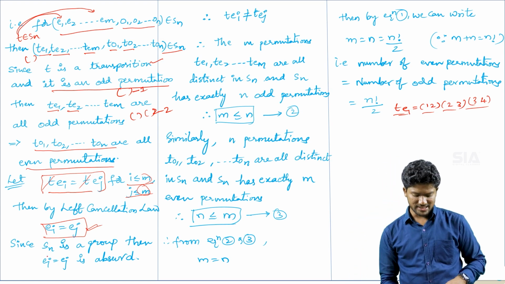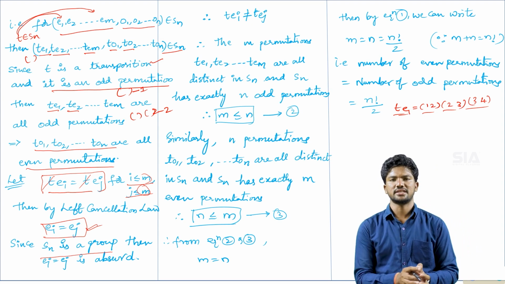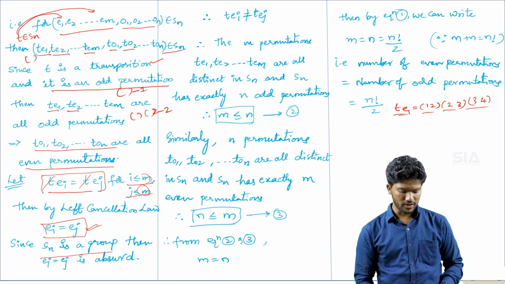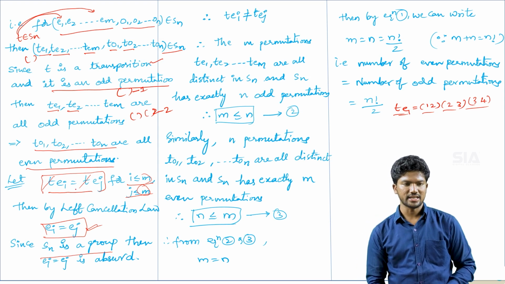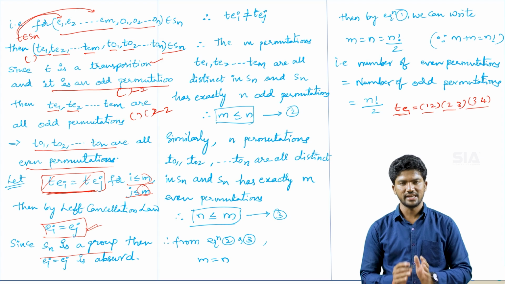Therefore, since S suffix n is a group, e suffix i equal to e suffix j is absurd. Absurd means it is a contradiction or meaningless. So definitely the condition we have taken, t into e suffix i is equal to t into e suffix j, is wrong.